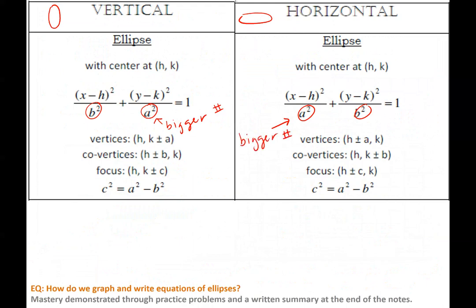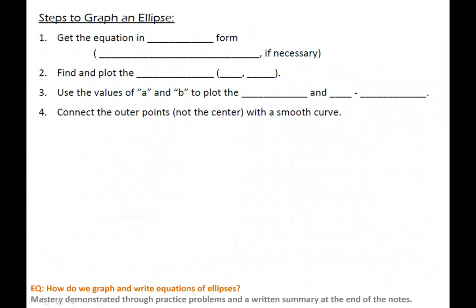All right, then we have some formulas for the vertices, co-vertices, and the foci, but I'm not going to get into that. And this equation at the bottom, we're not going to use this year. This is something when you get further in math, it has to do with finding the focus and such. It's there if you need it, but we're really not going to use it. So there you go. So let's get some steps down and let's graph.